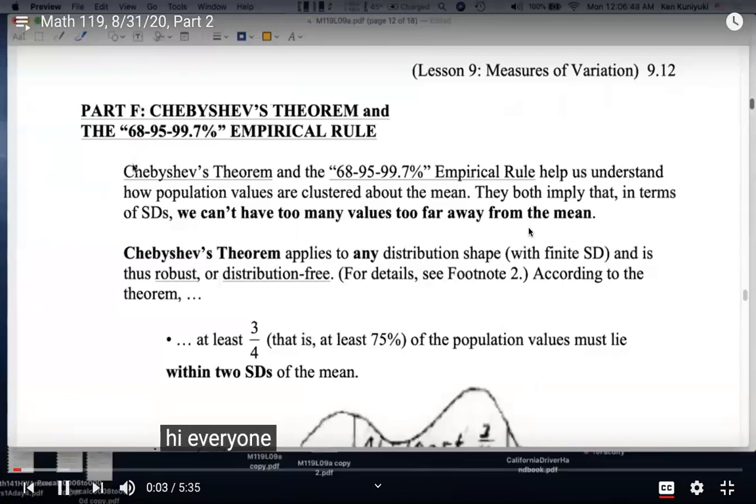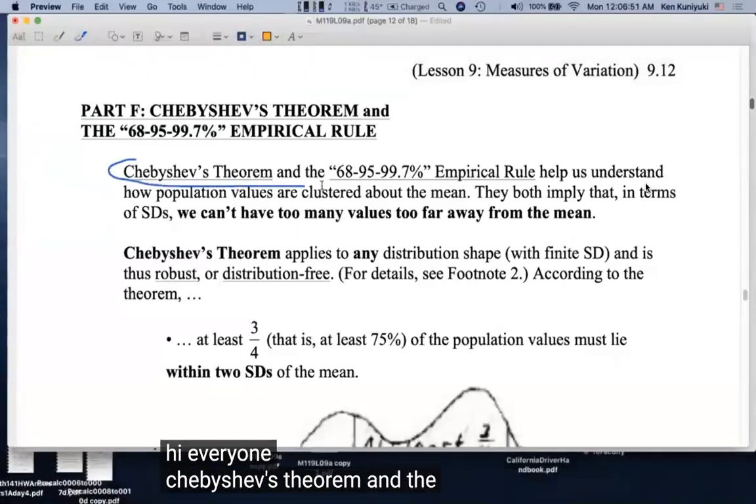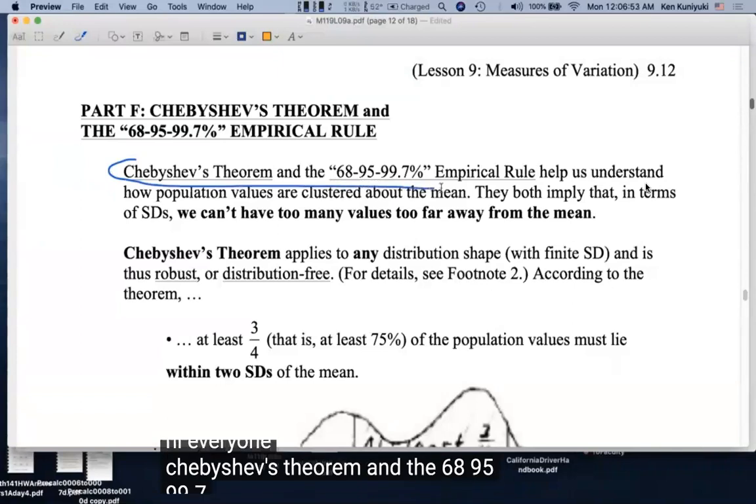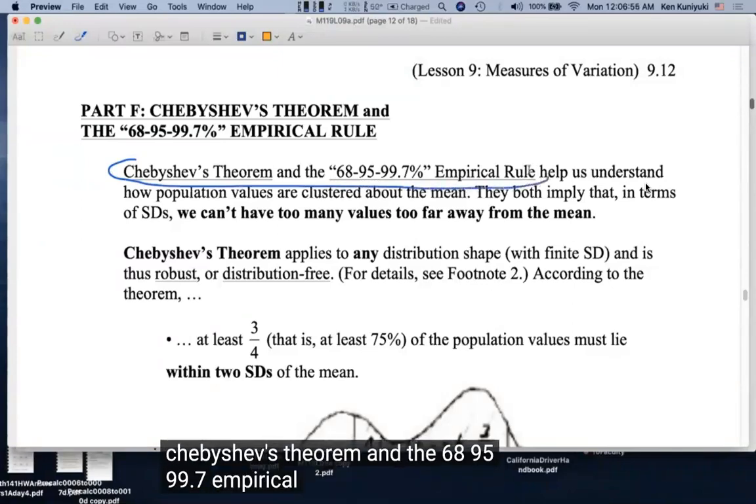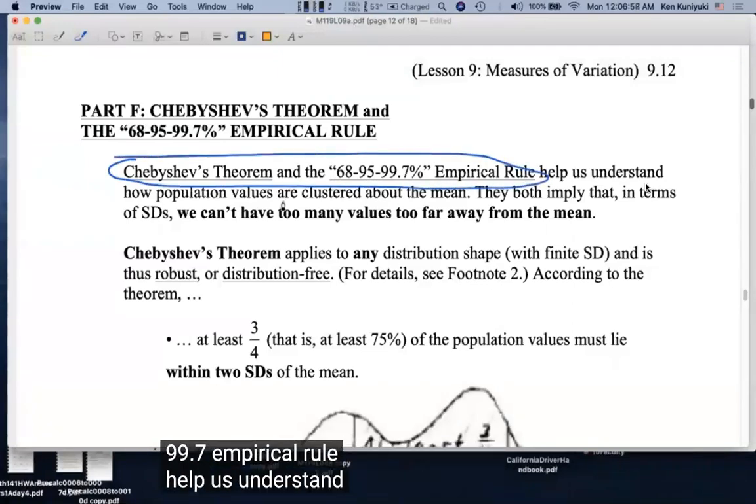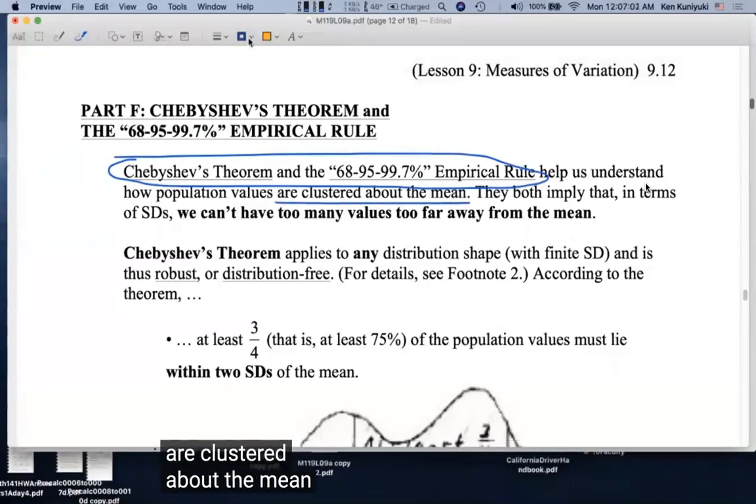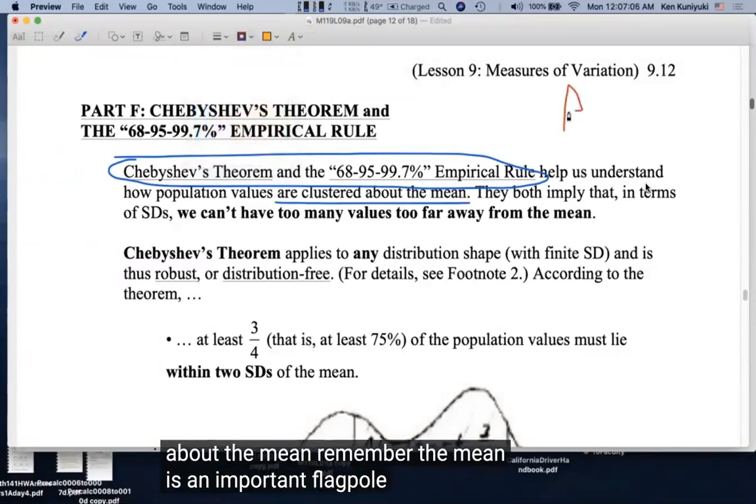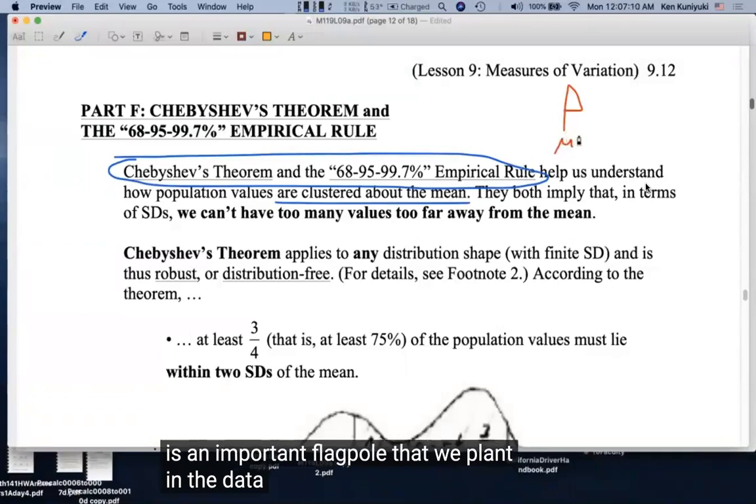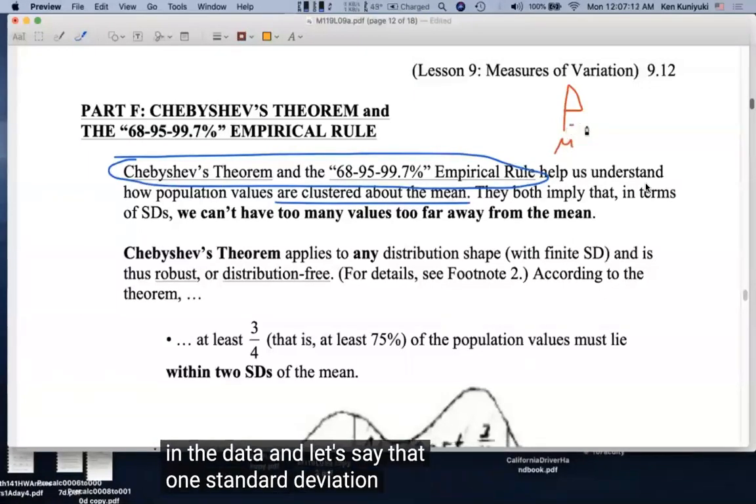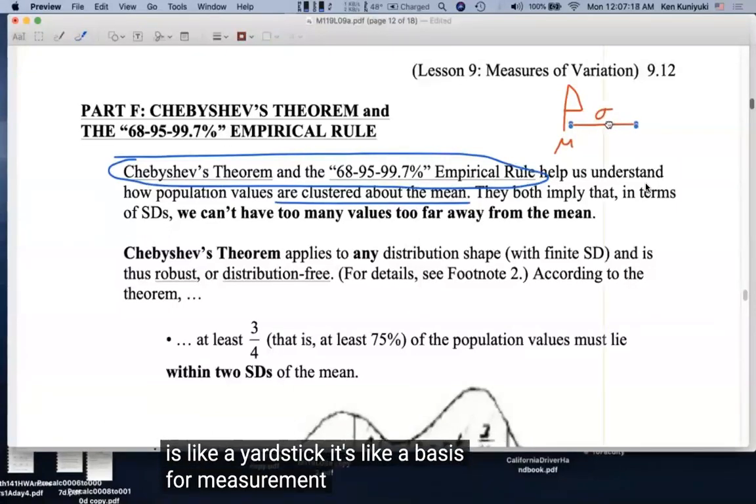Hi, everyone. Chebyshev's theorem and the 68, 95, 99.7% empirical rule help us understand how population values are clustered about the mean. Remember, the mean is an important flagpole that we plant in the data. And let's say that one standard deviation, sigma, is like a yardstick. It's like a basis for measurement.